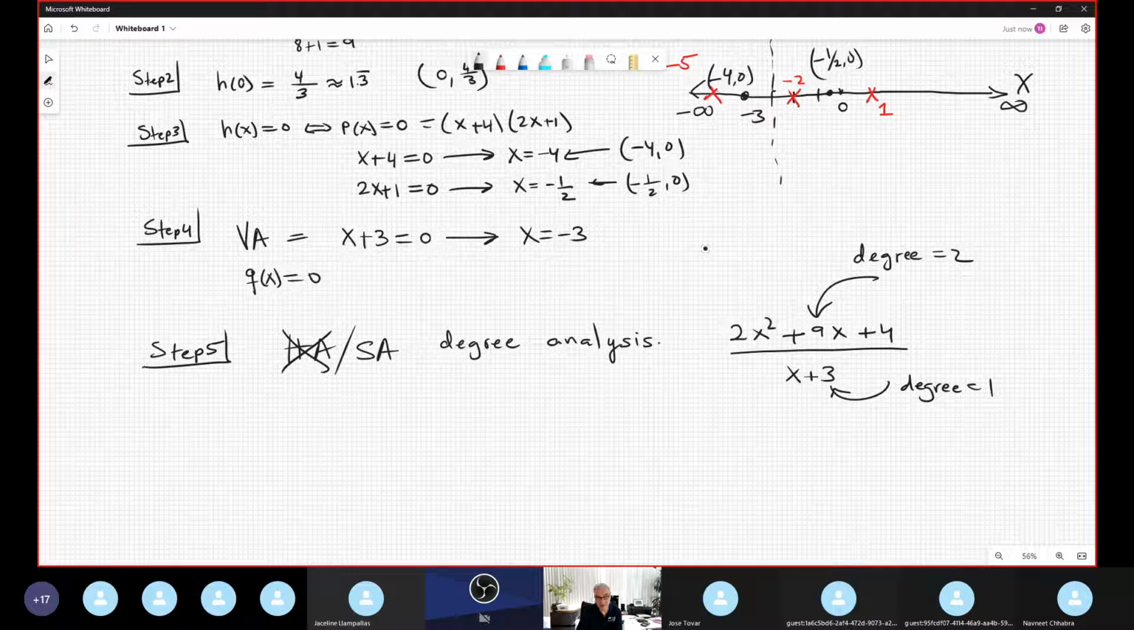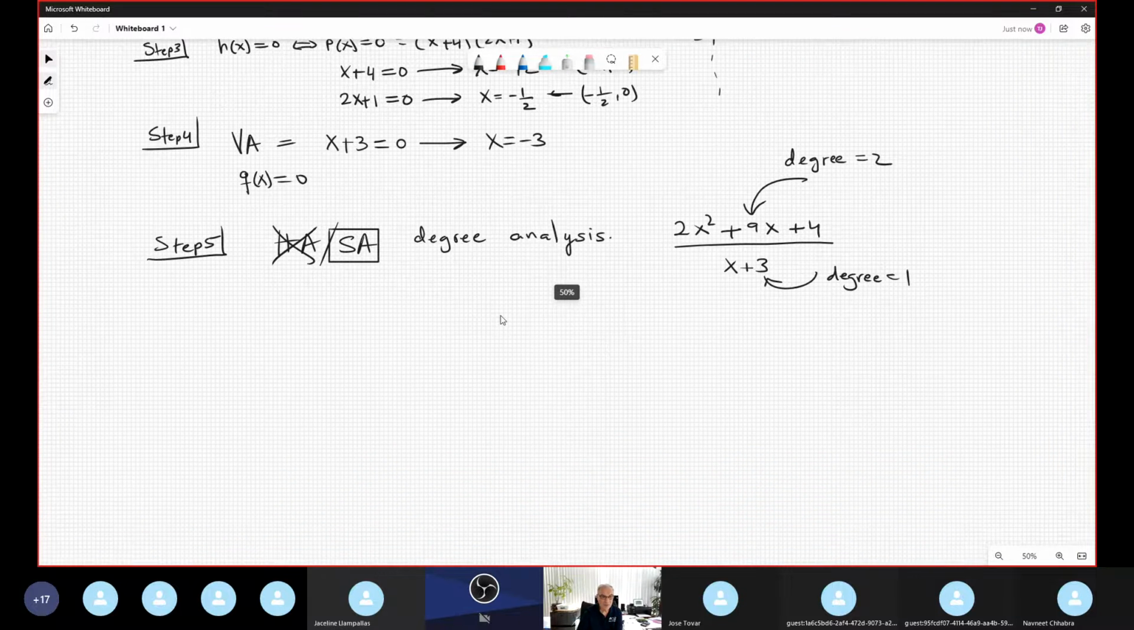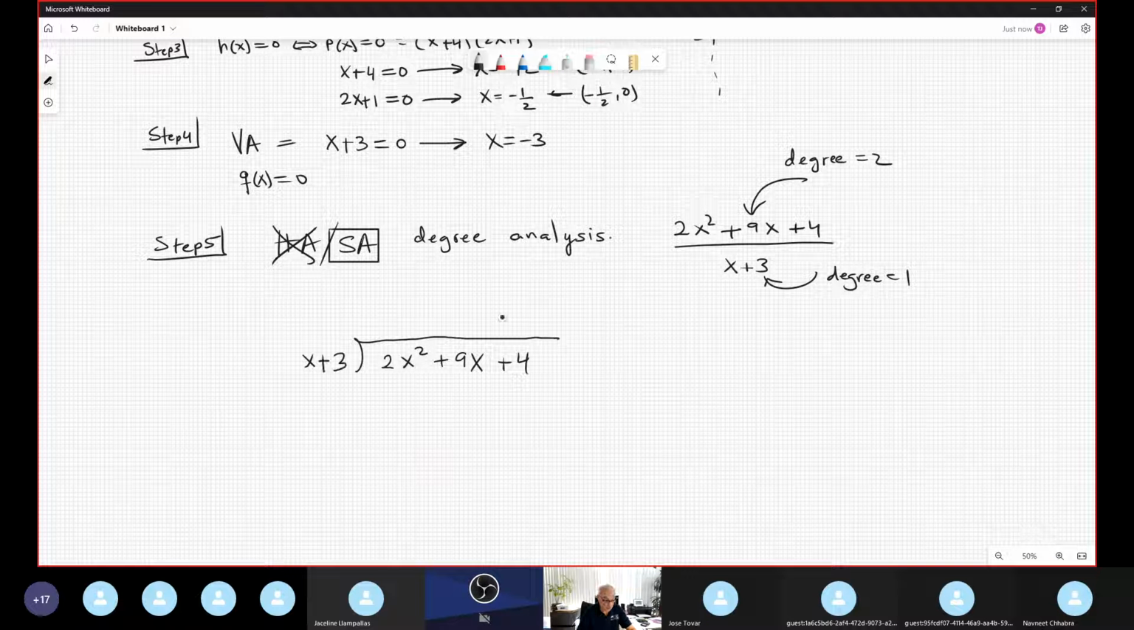But in this case, it's a slant asymptote because it satisfies the condition that the degree is greater than 1. Now, in order to find the slant asymptote, you perform either long division or synthetic division. Let's do it both ways. The student can prefer long division. Okay, no problem. Long division. But you know that we can do it using synthetic division, and the reason is because the denominator is linear. Okay, so you set up the long division format in that way.